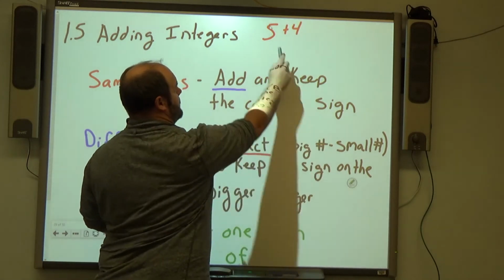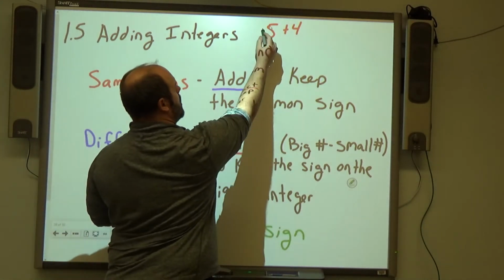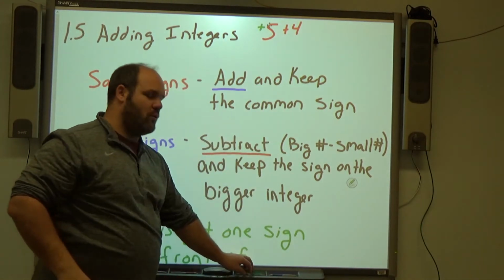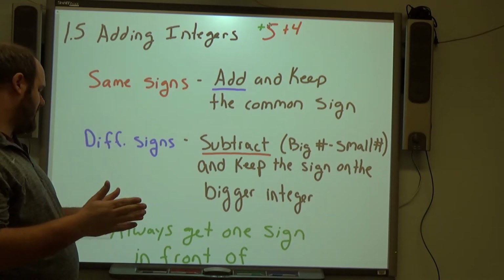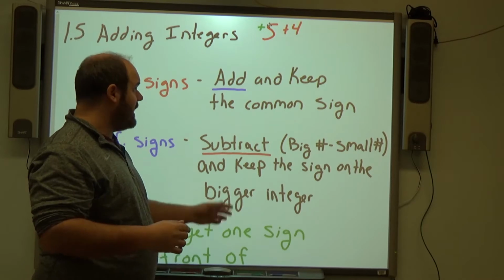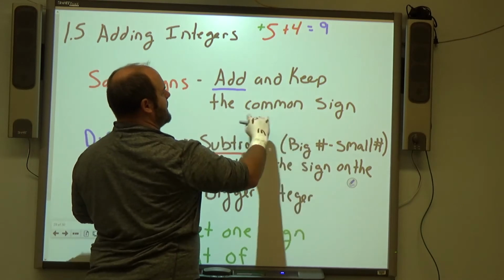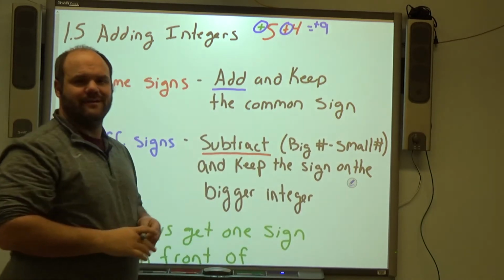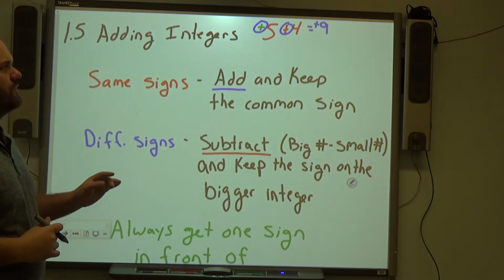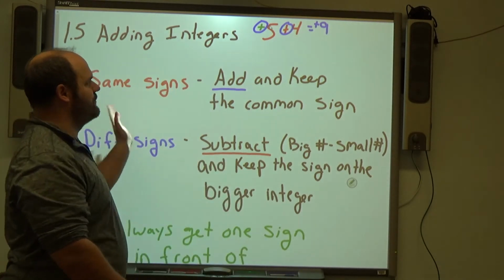Now, this 5, growing up in math, we know that that number is positive. So we know that there is a plus sign there. We also know we don't have to write that plus sign down because it is known that it is a positive number. So that is an example of two numbers that are positive. We add them, and 5 plus 4 is 9, and the common sign, they're both positive, so we would have a plus 9. Now remember, we do not need that plus sign, so we don't have to write it up there, but I just wrote it up there to show you. Okay, well, what does it look like if we have same signs and they're negative?